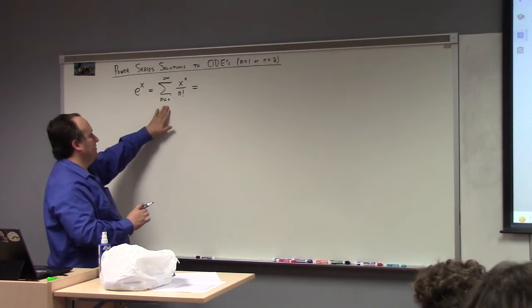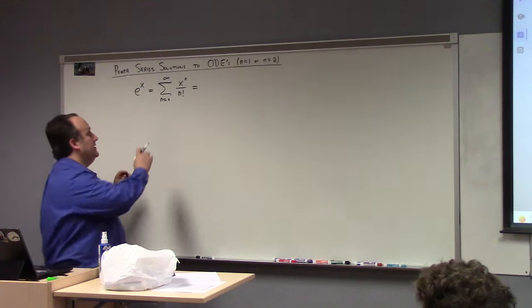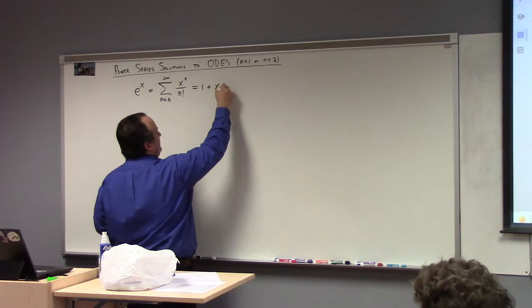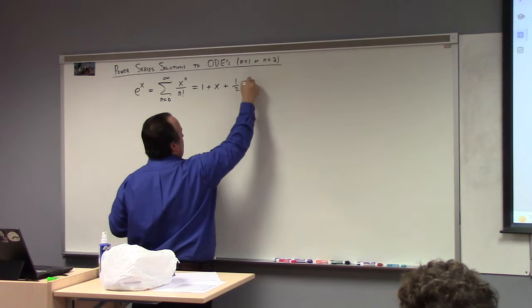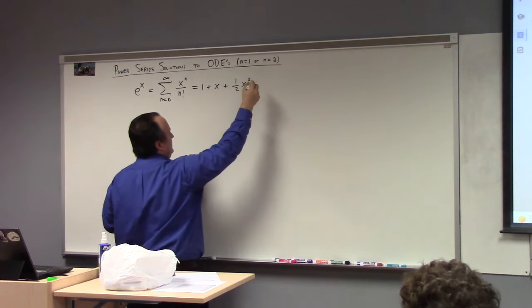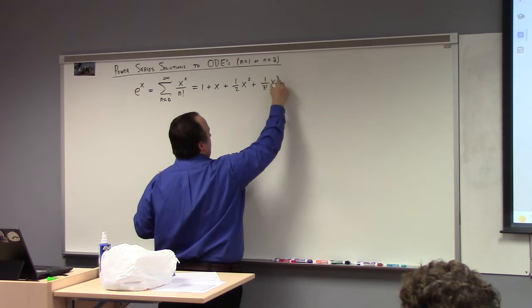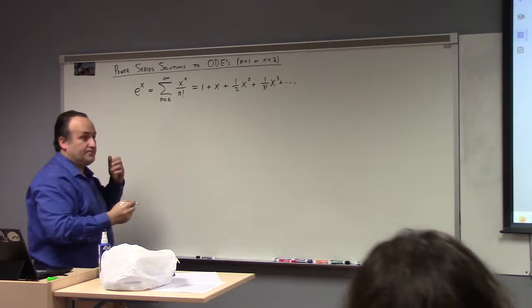But this is the full Maclaurin series for the exponential function, right? And so I think the first three terms in this are 1 plus x plus 1/2 x squared. And what's next? Here's the first four terms: 3 factorial, right, which is 6. So this is the exponential.